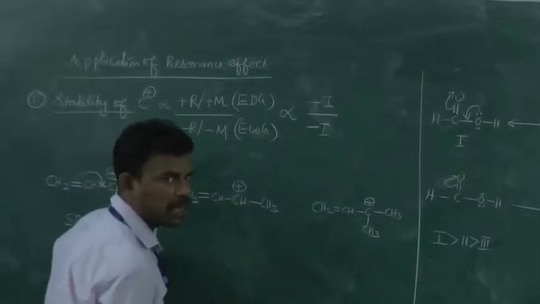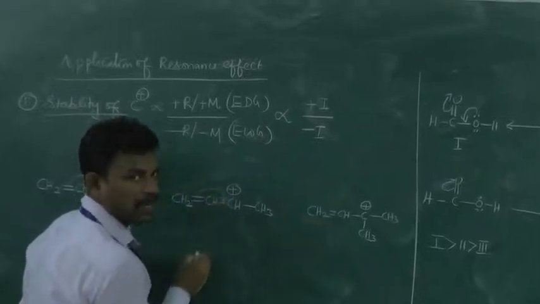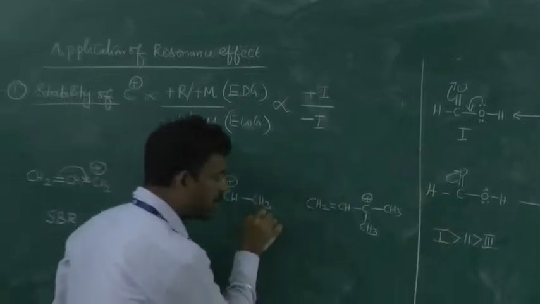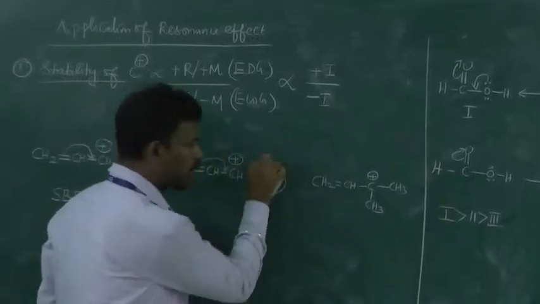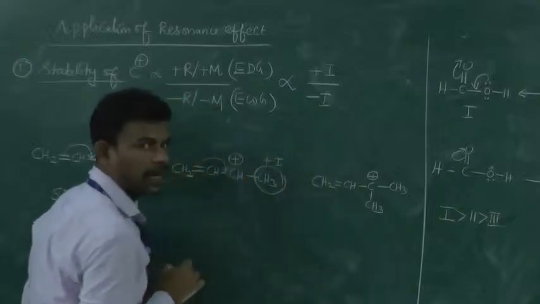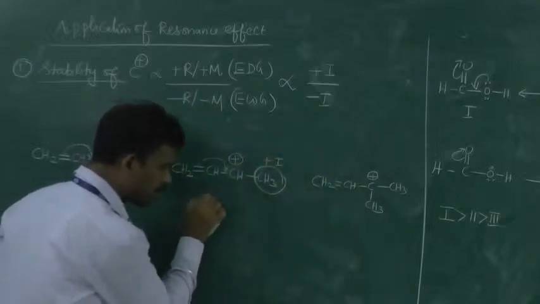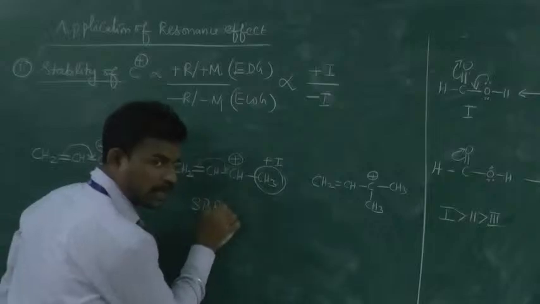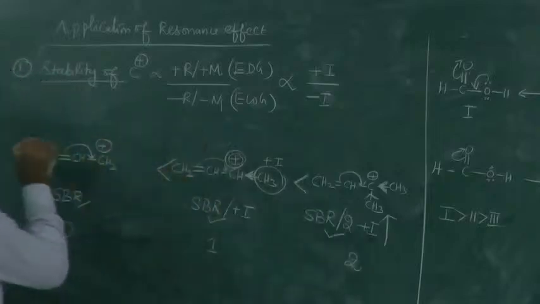Shift. Can we shift it here? Yes or no? And apart from that, there is a methyl group here. A methyl group is a plus I group. What group is it? Plus I group. So this has resonance: the carbocation is stabilized by resonance, plus an additional effect. This is going to be least stable.